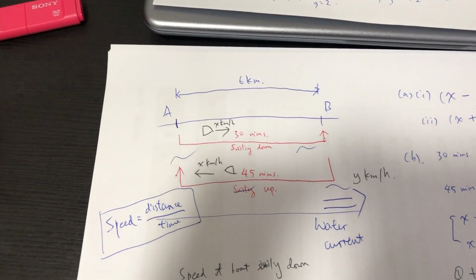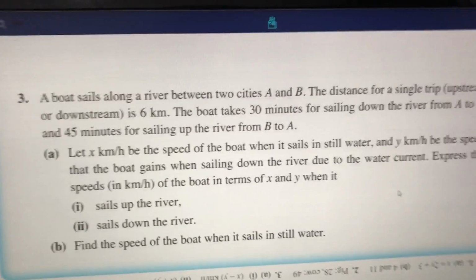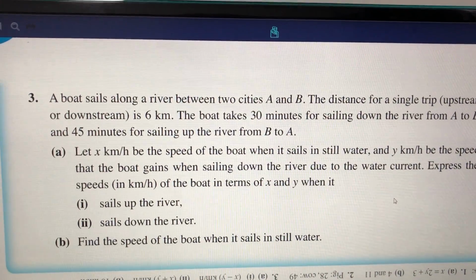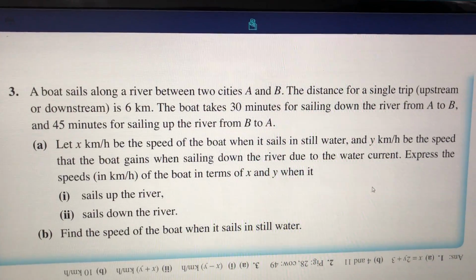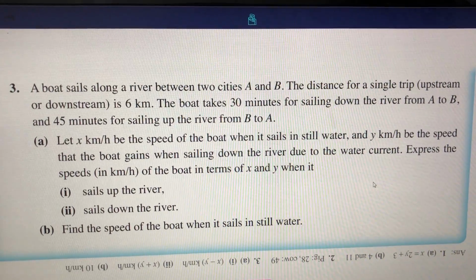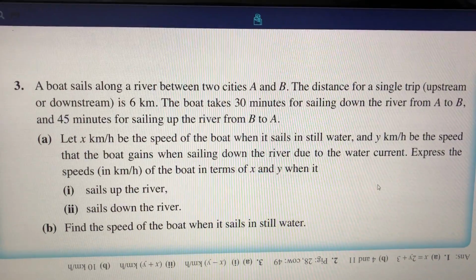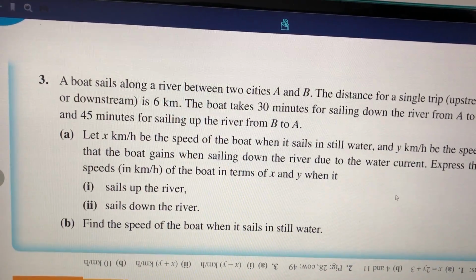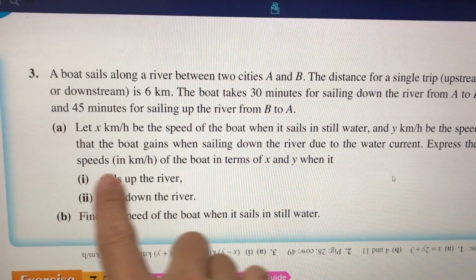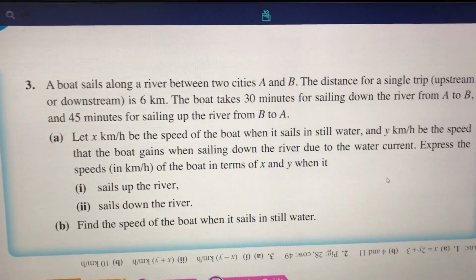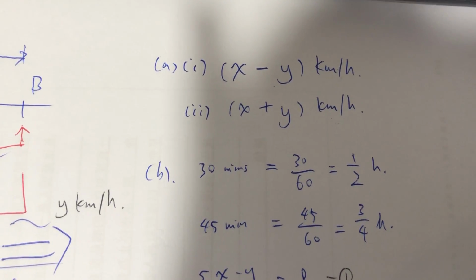And then you can set up some relations from part A, because it gives you the unknowns x and y and what they mean. Then you combine them using the direction of the flow of the water, and you give the 2 expressions of the speed of the boat sailing up the river and sailing down the river. Okay, so we find that they are x minus y and x plus y.